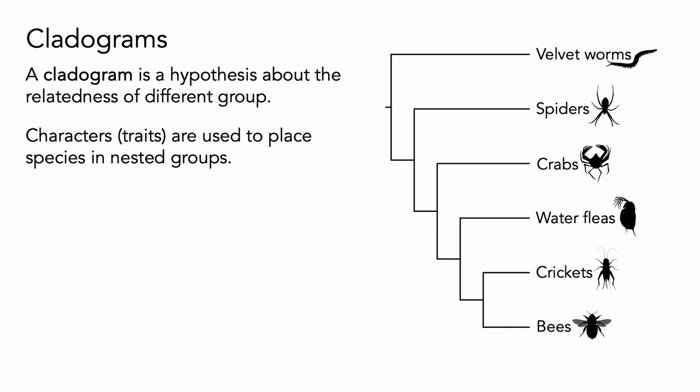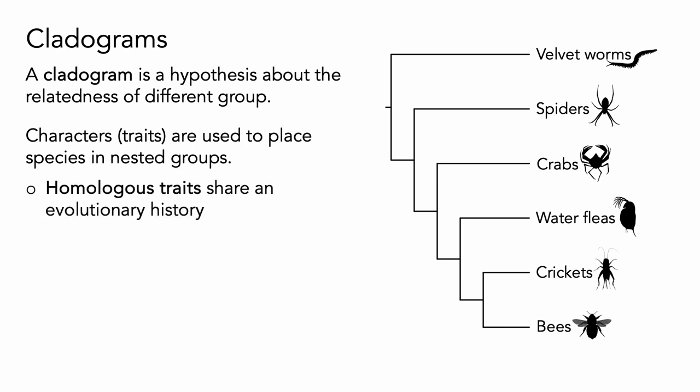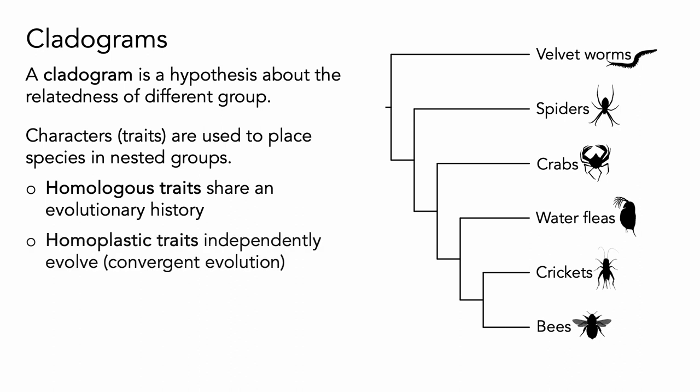Characters or traits are used to place species in these nested groups, and we only consider homologous traits, traits that share an evolutionary history. This is in contrast with homoplastic traits, which have evolved independently, typically through convergent evolution. Like the wings of a bird or the wings of a butterfly, they evolve more by coincidence, probably due to similar selective pressures or the adaptive value of those traits.